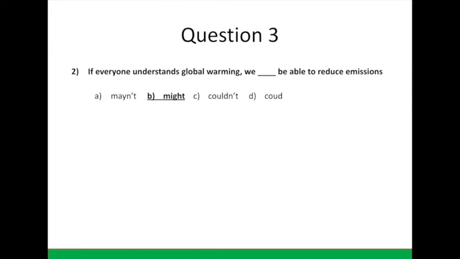Question 3. If everyone understands global warming, we blank be able to reduce emissions. Again, looking at our options, A is not typically used in English, C is not our intended meaning, and D is not spelled correctly, so B, might, is the correct answer.